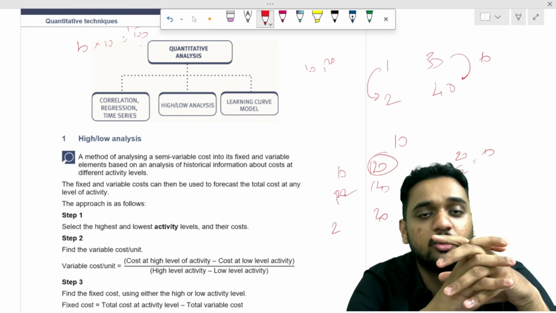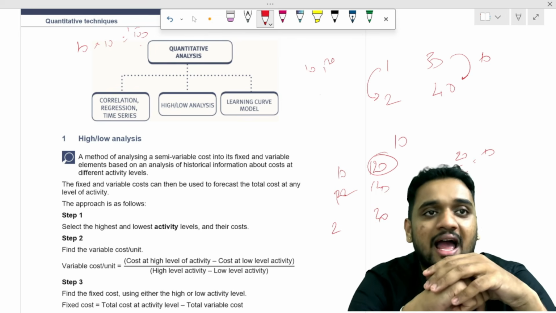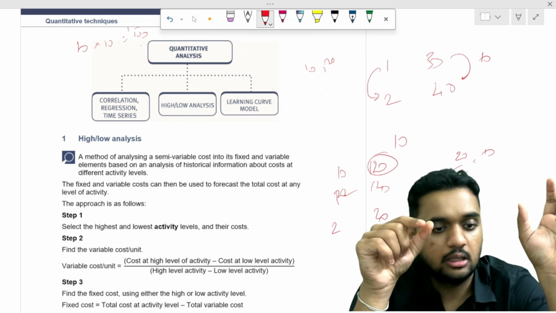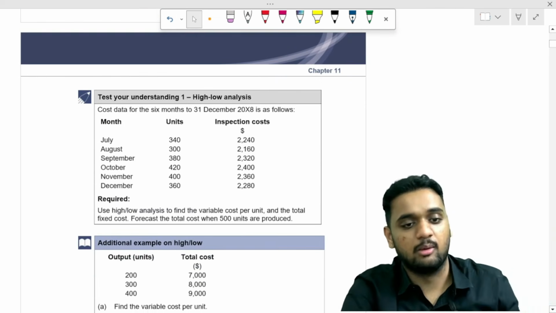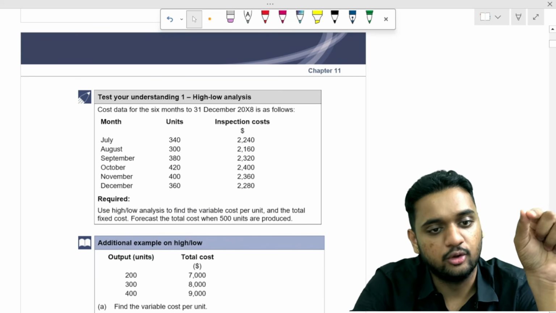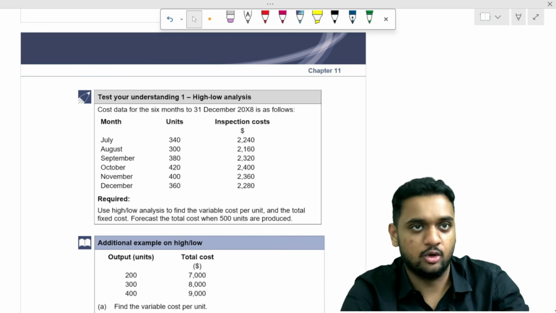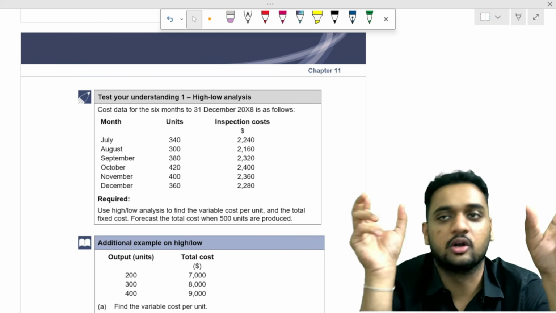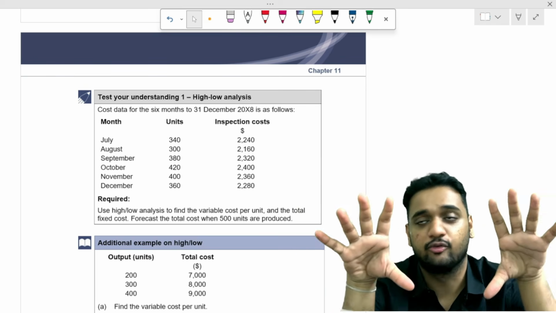To find the variable cost per unit, in the exam they are going to use a method called the high-low analysis method. You will take the lesser number of units, then go to the higher number of units. For example, in a question they will give you 2 units, 5 units, 10 units, 20 units, 4 units, with the respective costs. What do you have to do?